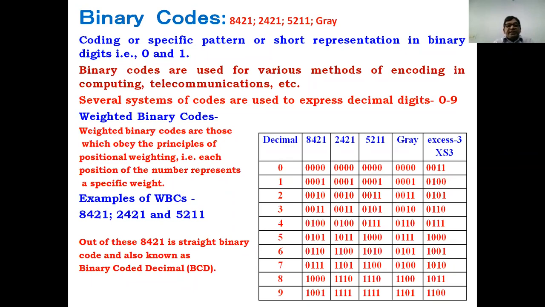When we say straightforward, it simply means it obeys the binary algebra rule or binary arithmetic. For example, you can see here in this column that 1, 2, 3, 4, 5, 6, 7, 8, 9 of decimal is equivalent to the binary.